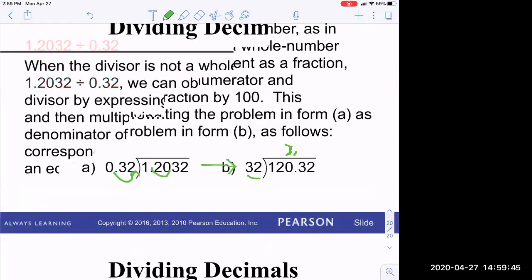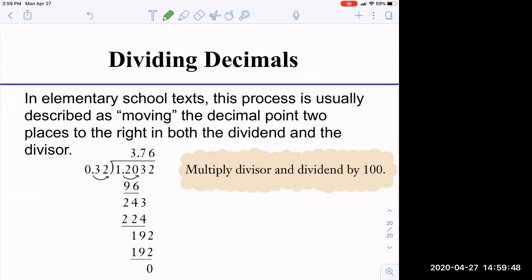So I guess the reason I want to go, why can we do this? Well, you're really doing this. You're doing 1.2032 and you're dividing it by 0.32. Right here, I'm dividing by 100 over 100. Why do I get to do that?